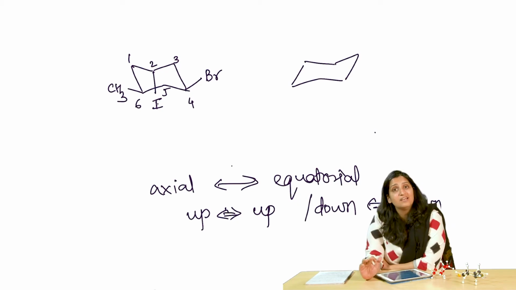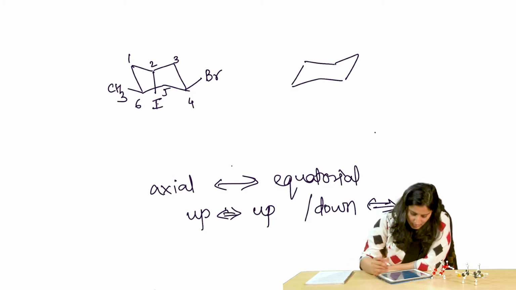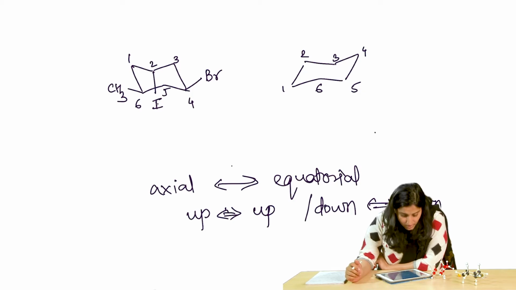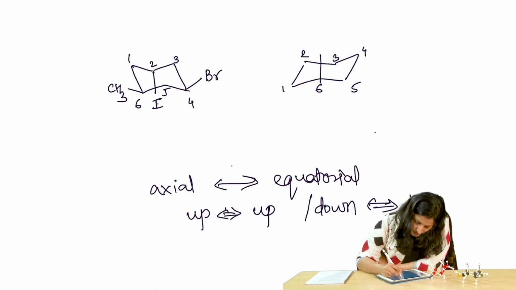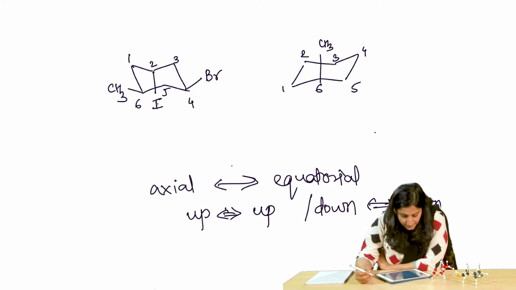But remember, you can start numbering from any carbon. The trick is to just be consistent and go on numbering in the same direction. Otherwise, you can really start from any carbon, it does not matter. This is 1, 2, 3, 4, 5, 6 on the same chair flip. Now, the sixth carbon is going equatorial up, right. So, on the chair flip, the equatorial up position will become axial up. So, on the sixth carbon I am going to draw this axial up.